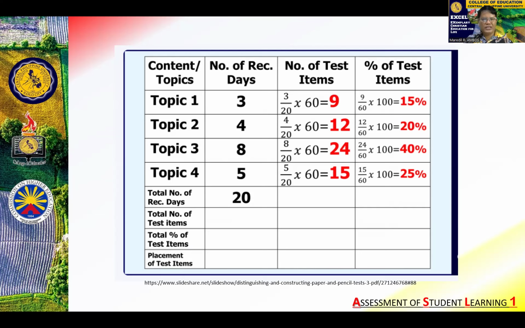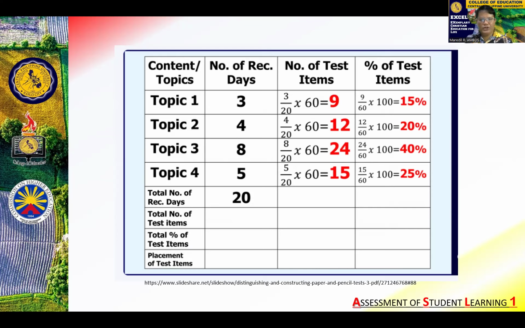For topic 2, you have 4 recitation days over 20 times 60, you will get 12. For topic 3, which is 8, you have 8 over 20 times 60, you will have 24. And for topic number 4, you have 5 days, so you have 5 over 20 times 60. So you get 15. What about getting the percentage of test items?